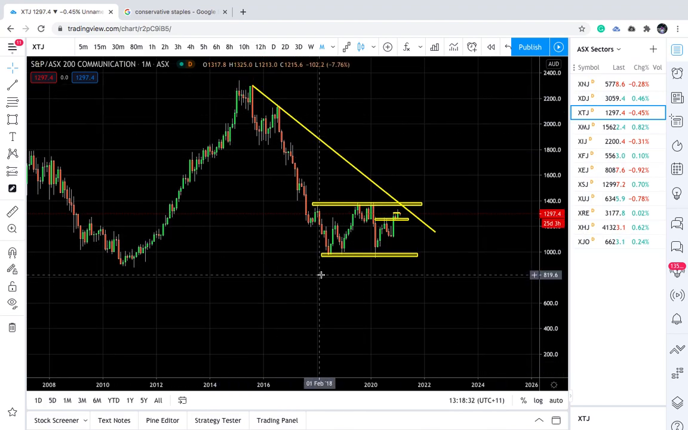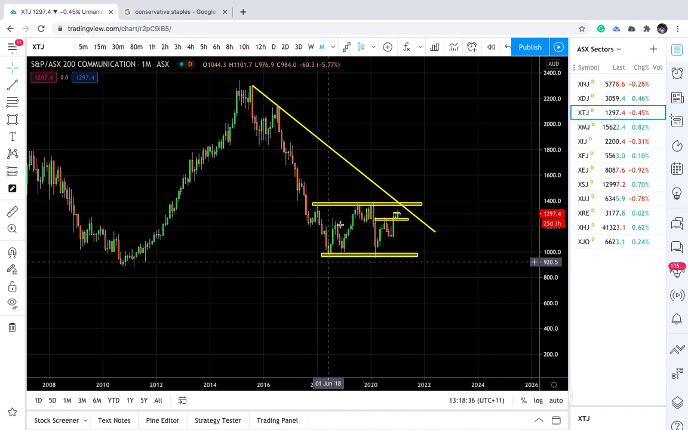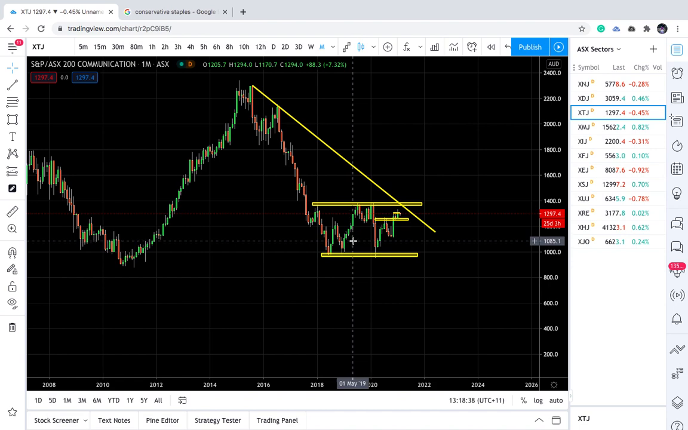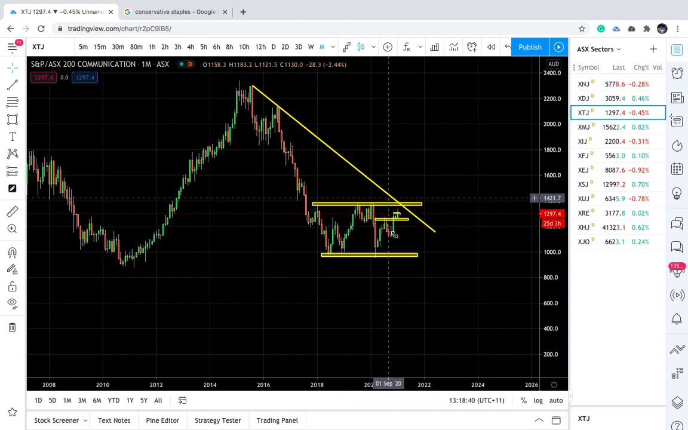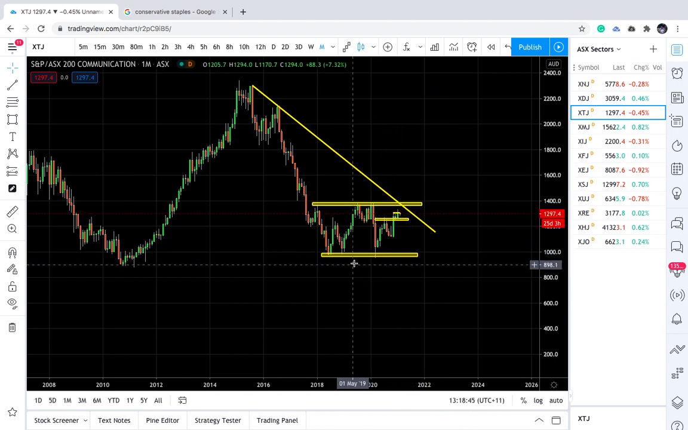We had a bearish momentum, all this way down, and then we have a range. It's a monthly time frame, but we have a range here. We have a range in the monthly time frame. It's a big range, not tight.